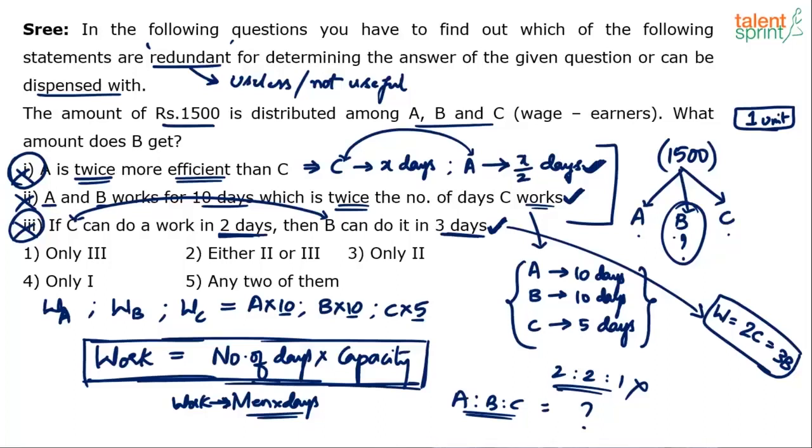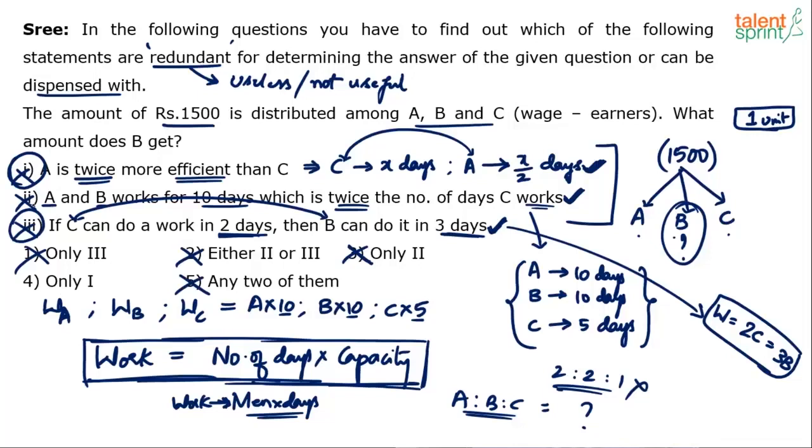No. Why is it that none of the options satisfy? He says only 3 is redundant. No, 3 is not redundant. 3 is required. 2 is also required. 2 is not redundant. 2 is definitely required. Either 2 or 3? No. Any 2 of them are redundant? No, definitely not. Only 1 is redundant?